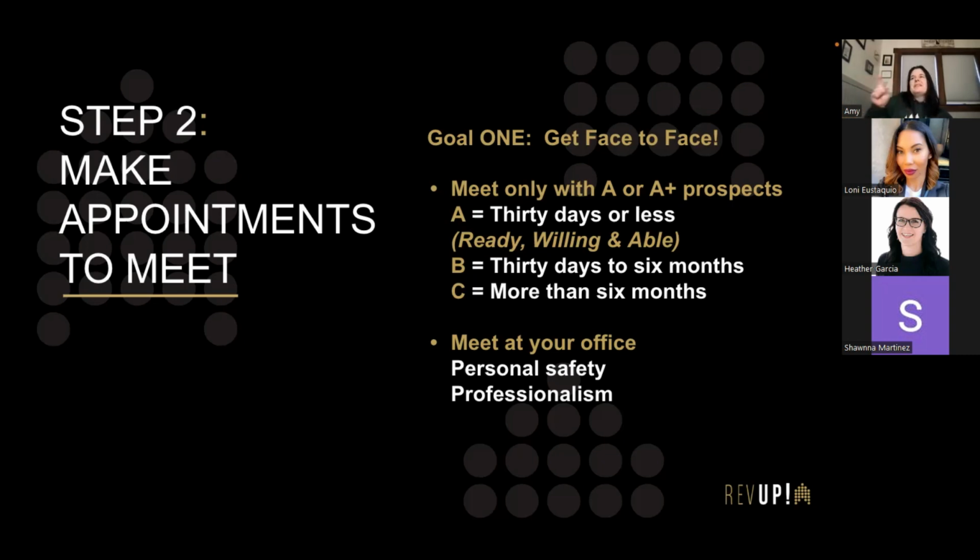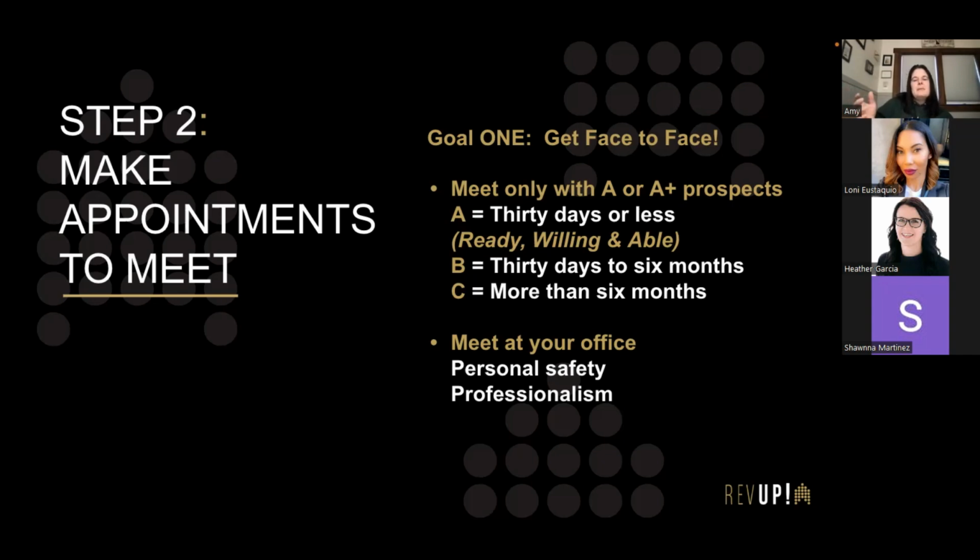So we want to meet with those A or A+ prospects, those that are ready, willing, and able to buy, ready to start the process. We would categorize them as a B, and you can tag them as this in your database, somebody who's looking 30 days to 6 months out. And somebody would be a C client if they're looking probably more than 6 months out.